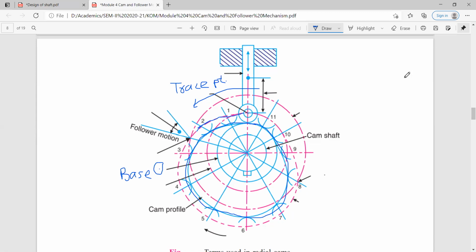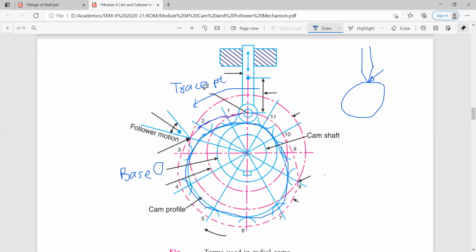But in the case of a knife edge follower, you know that the knife edge follower is like this. In that case, the knife edge of the follower will be the trace point of the follower. In the case of a roller follower, the trace point will be the center of the roller. So in this way, we define the base circle and trace point.